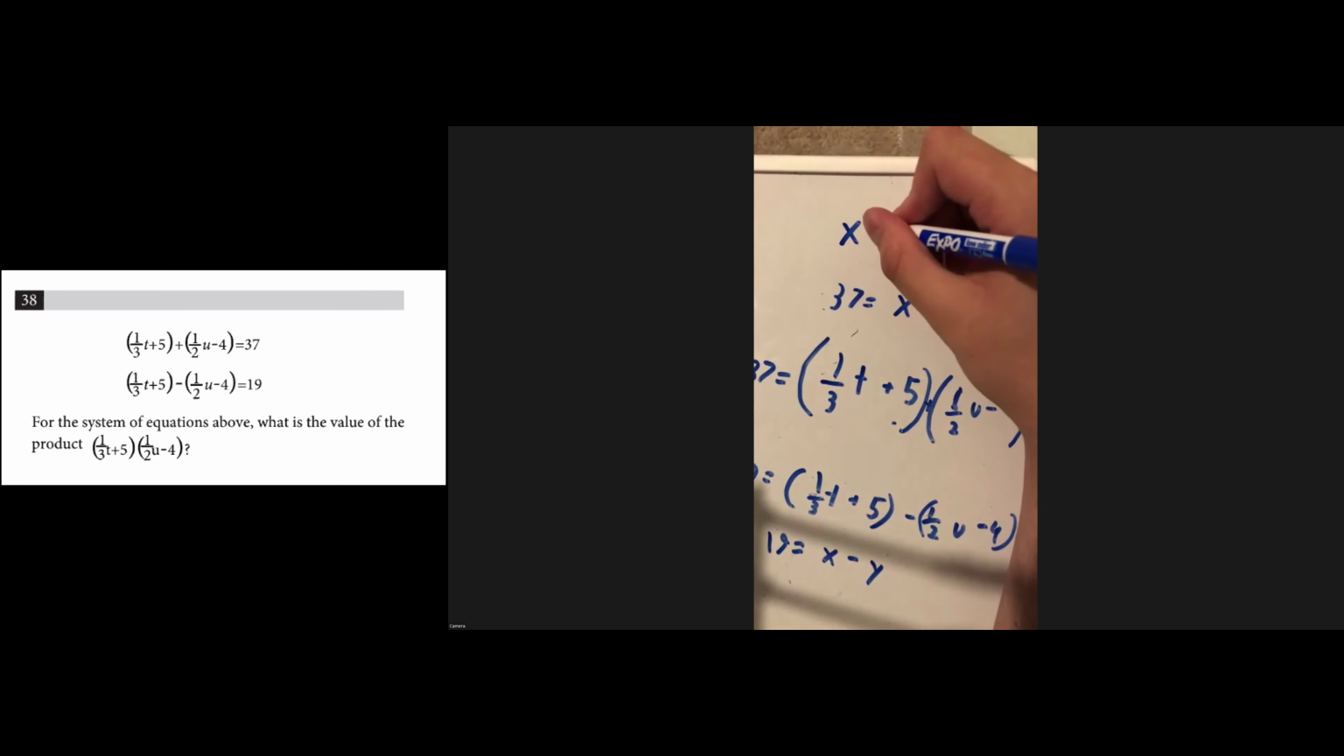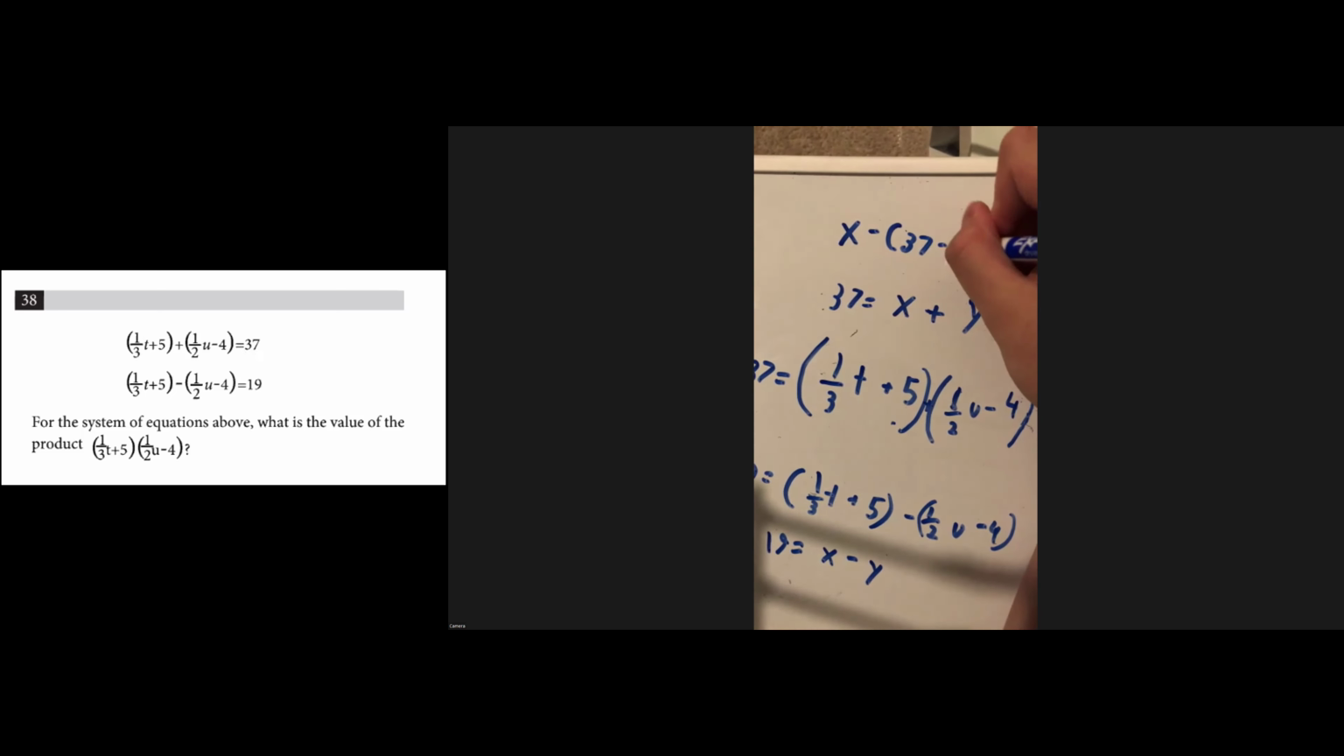Now you're just solving a normal system of equations. So once you do that, we have x minus, and I'm going to write this here, x minus, and for y, you'd substitute the other equation, which would be 37 minus x, which we just substituted in for this equation.